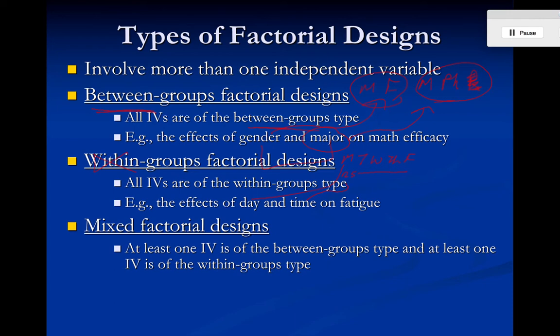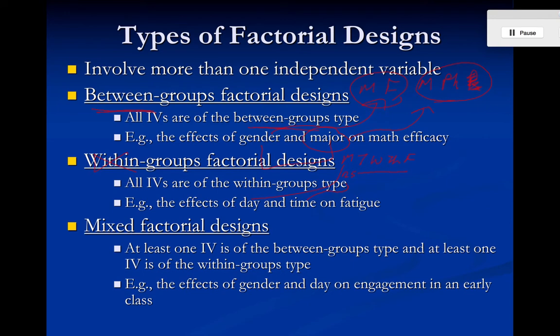Now, what happens if you have 3 IVs? Again, minimum, one has to be between, one has to be within. Okay? So you could have 2 within, 1 between, it's still mixed. You could have 2 between, 1 within, still mixed. It doesn't really matter. As long as 1 is within and 1 is between, you now have a mixed design. So in other words, one independent variable requires participants to be in all the groups, and one IV requires participants to only be in one group.